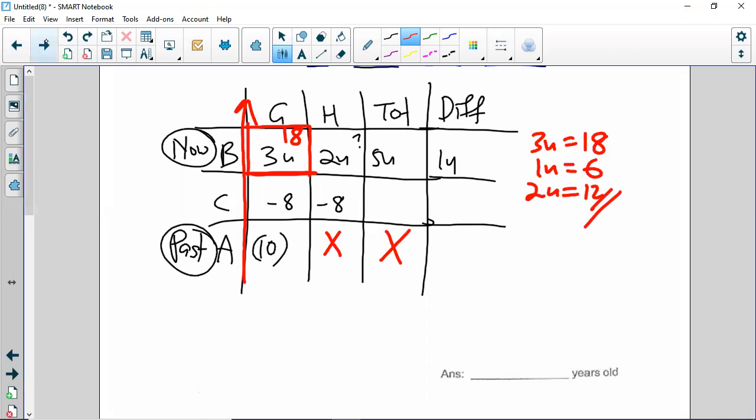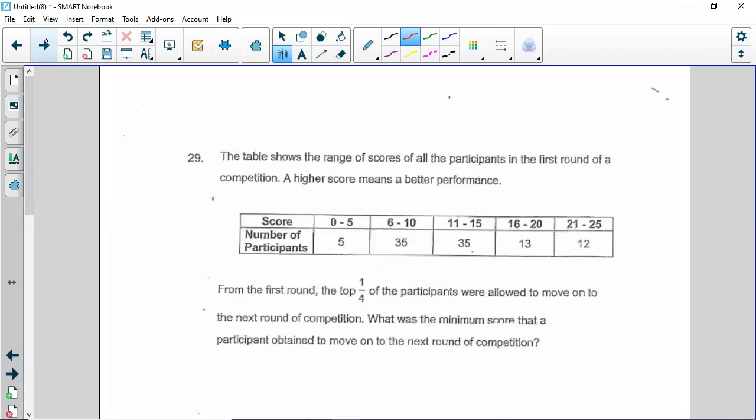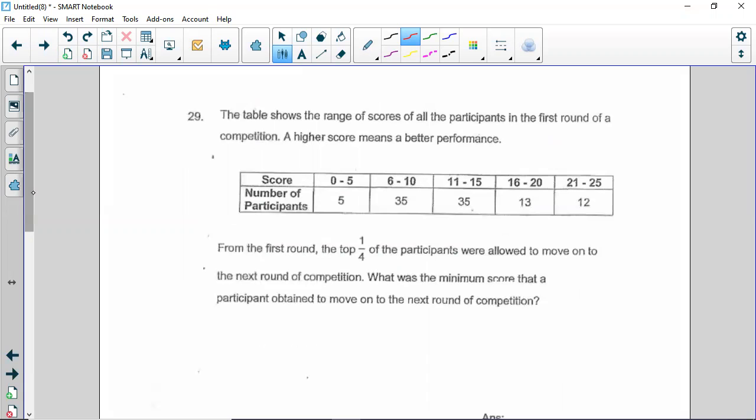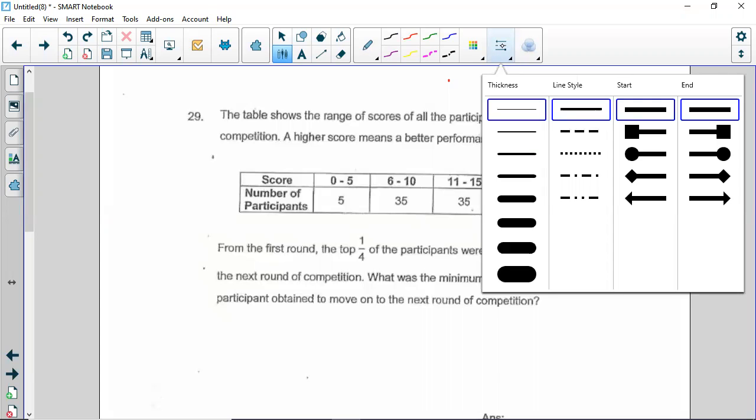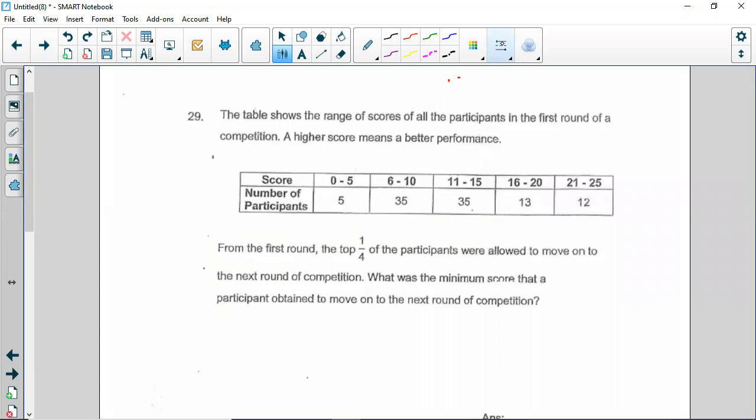Okay, question 29. Okay, looks a bit wordy, but wordy problems doesn't mean that they are always hard to understand. It's the same thing. When you see fractions, you still need to ask the same thing. What is it talking about? So the table shows the range of scores of all the participants in the first round. A higher score means a better performance.